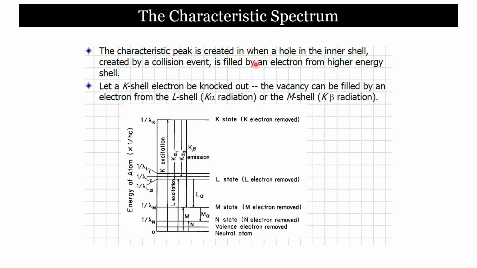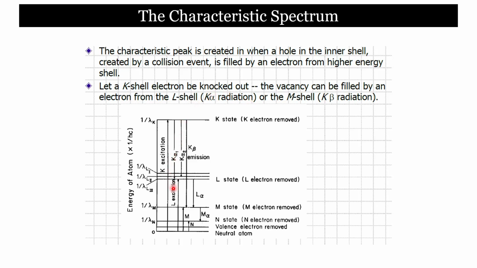So when the incoming electron generates a hole in the inner shell, and the hole is filled by an electron from a higher energy shell, that will generate your characteristic peak. So let a K shell electron be knocked out, as we said in the previous slide, and the vacancy can be filled by an electron from the L shell, which will be known as the K alpha radiation. Or if this vacancy in the K shell is filled from the M shell, which is next to the L shell, that will be known as the K beta radiation.